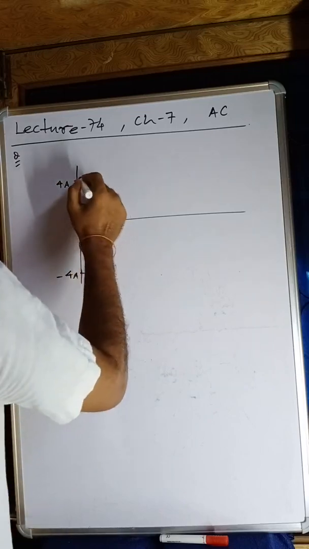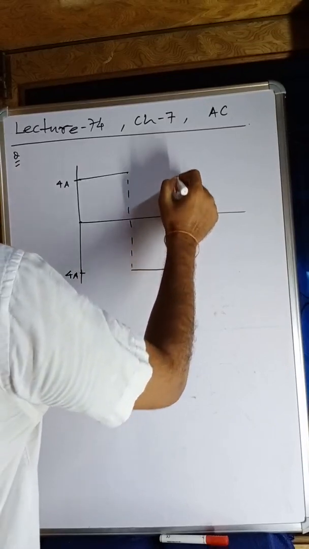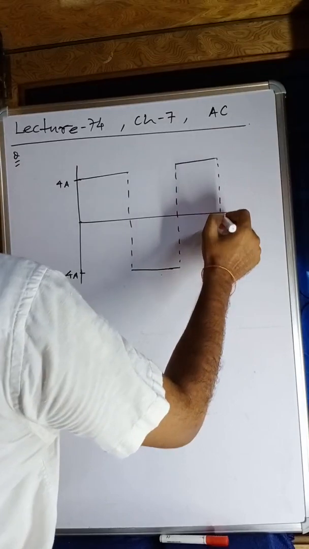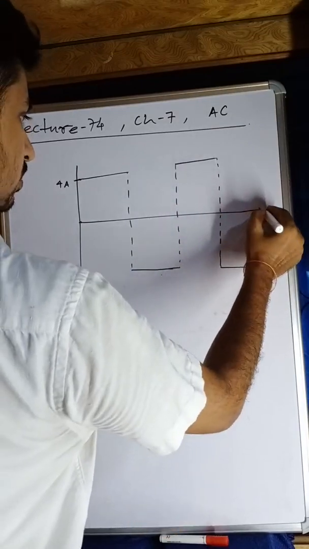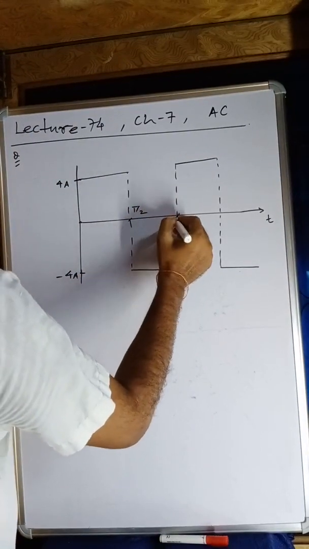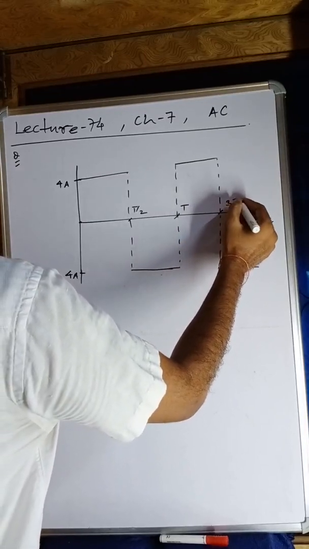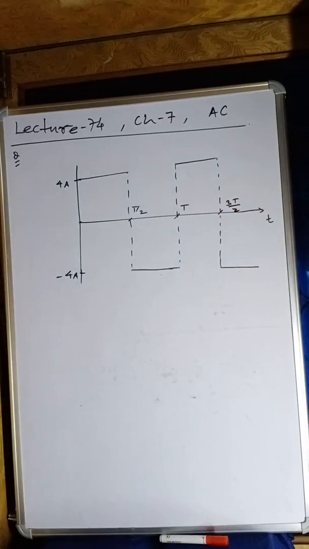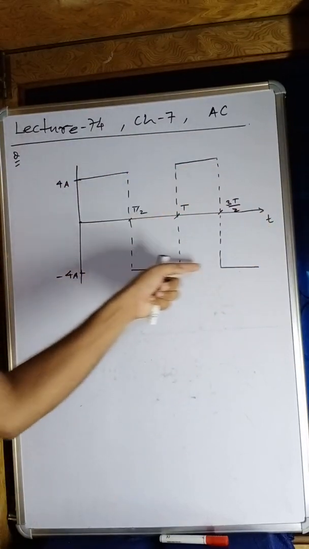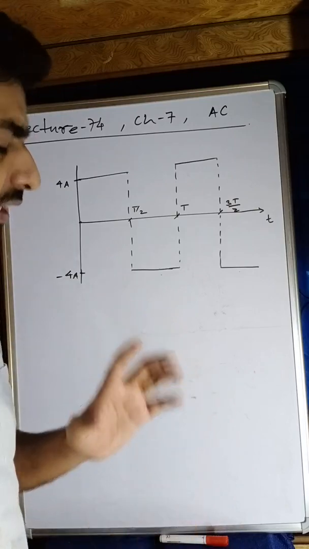Alright. And so on. This is the time. This is for half cycle till 3T/2 and so on. Alright, this is the 4 ampere, this is the minus 4 ampere. Now one by one, my dear students, I am going to ask you questions. Could you tell me the average value of current in full cycle?